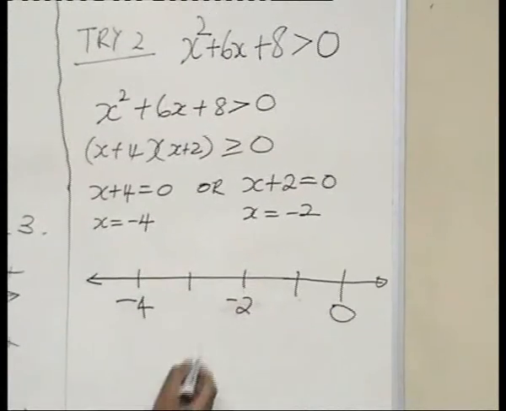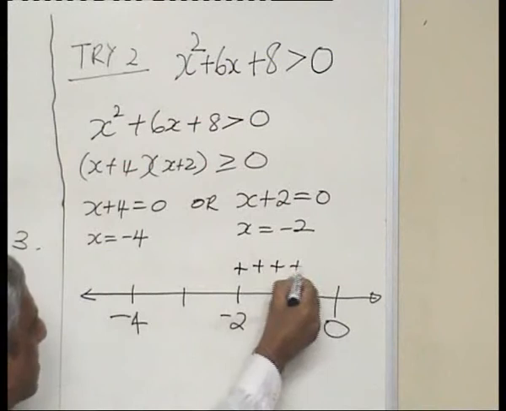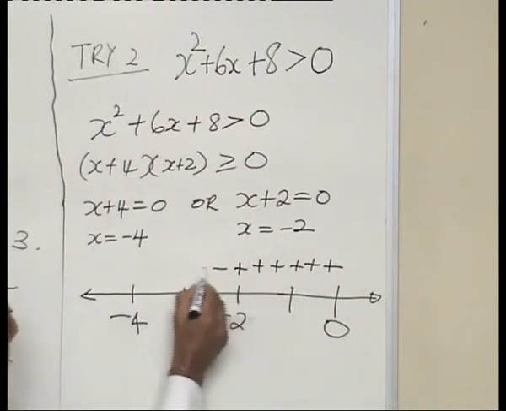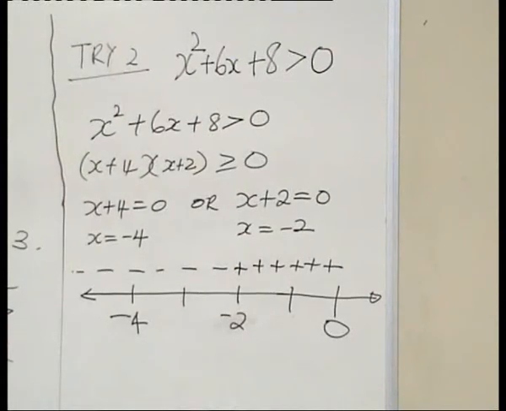Now, you choose minus 2, and to the right, you place positive signs. And if you're wondering why we put positive signs here, I'll explain in the next example. To the right of minus 4, place positive signs. It's a given that this will always happen. And to the left, you'll have negative signs.